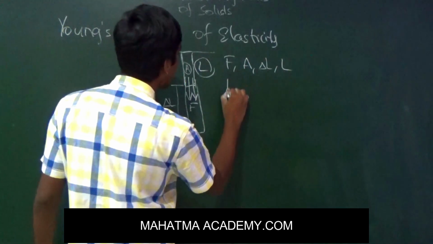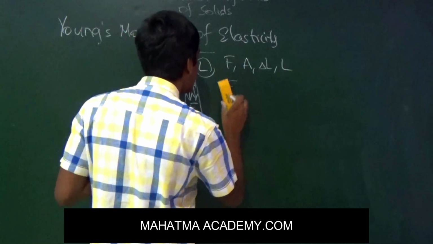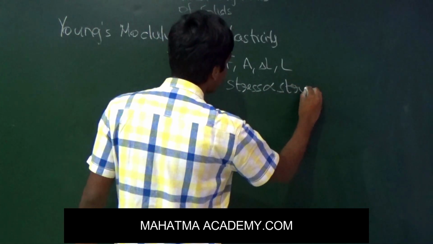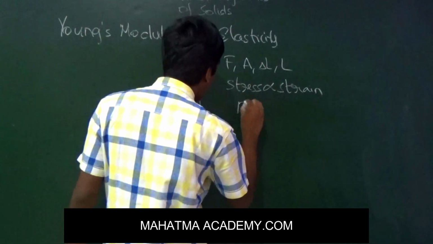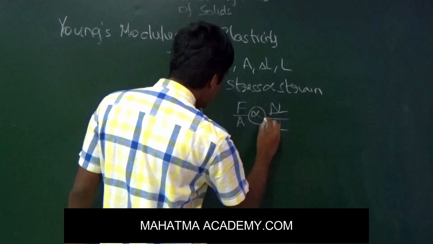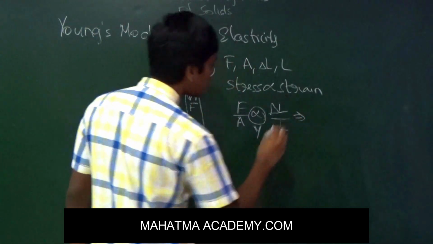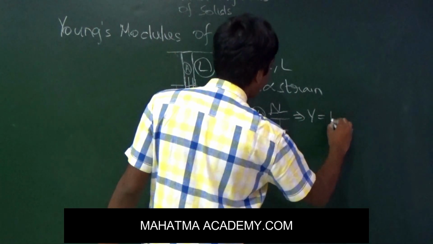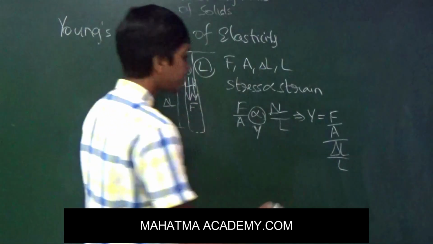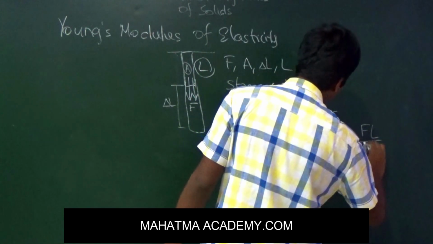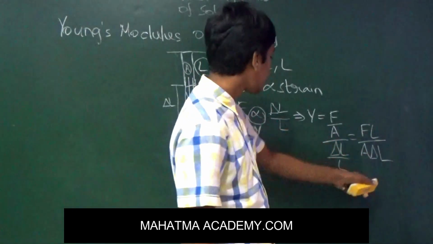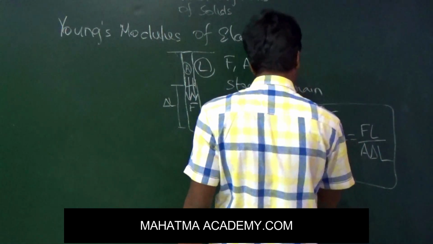So we can write F by A. Before writing F by A, stress is proportional to strain. Here stress means force upon area is proportional to delta L upon L. Here it is replaced by Y. From this we can write the value of Young's modulus as F by A upon delta L upon L. Now it becomes F L upon A into delta L. This is the final answer formula. You can learn it.